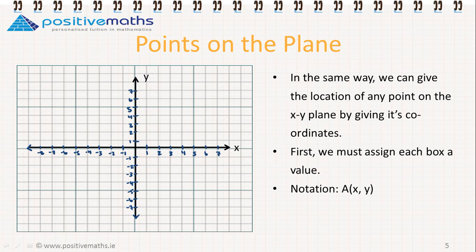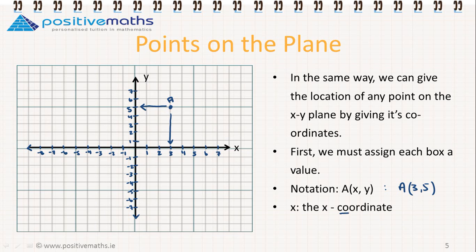Let's discuss the notation we use when identifying points. We usually identify a point with a letter. So in this case we'll take the letter A. And then we want the X and the Y value. So it's 3 on the X-axis and 5 on the Y-axis. So therefore our point is going to be A, (3, 5).